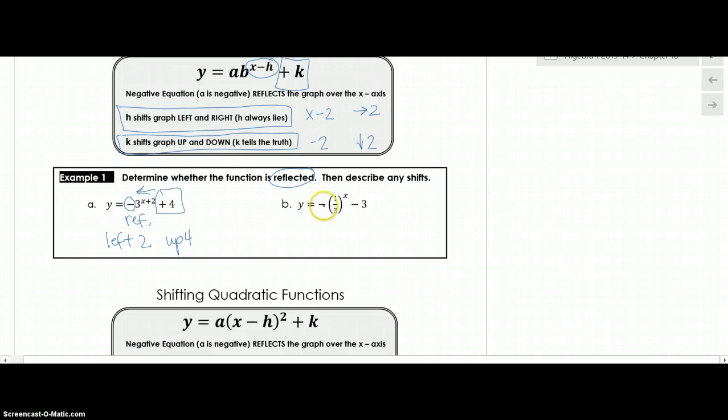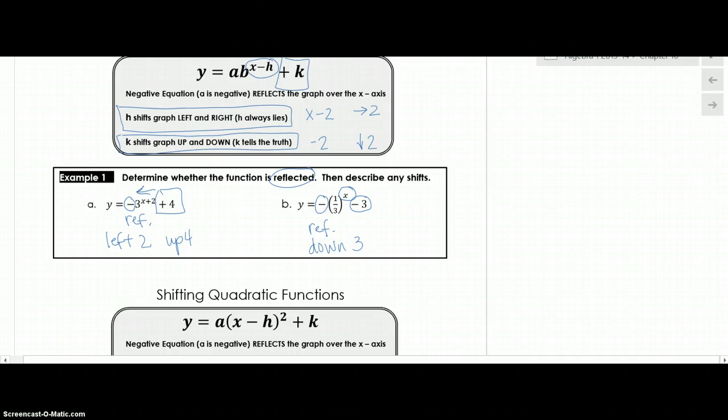Example B is also reflected because of the negative. And let's look at h and k. Now there's nothing added or subtracted from x, which means that h is 0. So we are not shifting left and right. The only thing we're going to shift is down 3 because k is negative here.